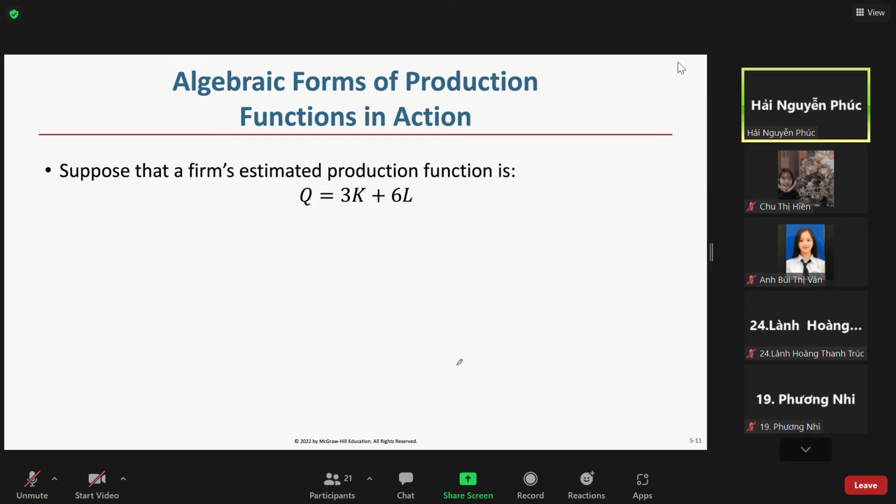Now let's have an example of the following production function. Suppose a firm has the following production function: Q equals 3K plus 6L. Of course, you can see that it is a linear production function, right? And it means that K and L are perfectly substitutable, right?